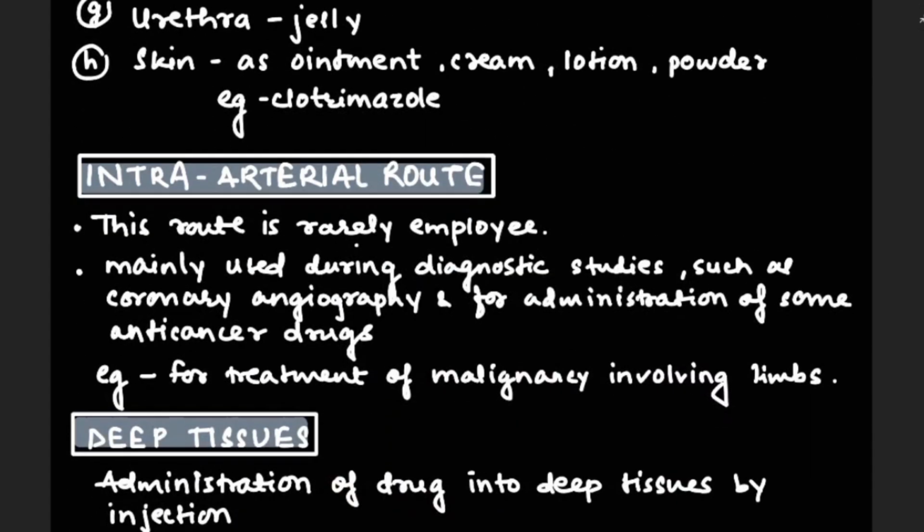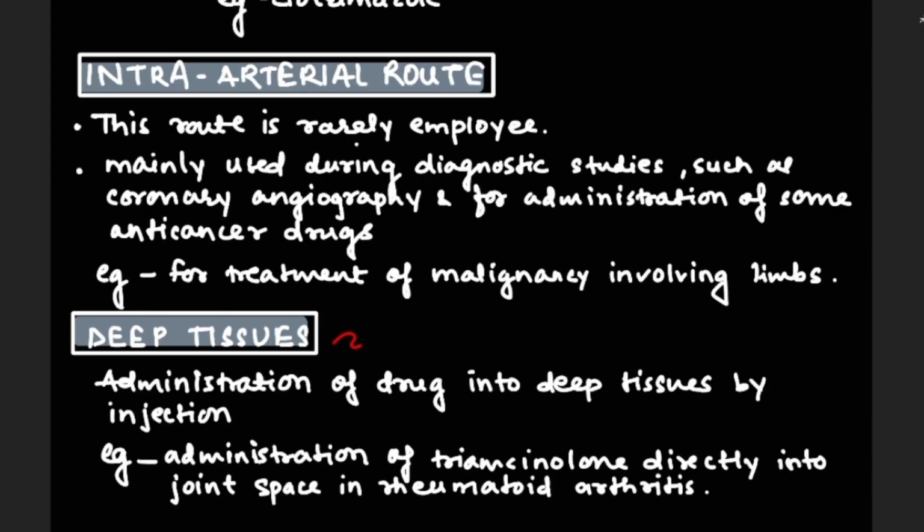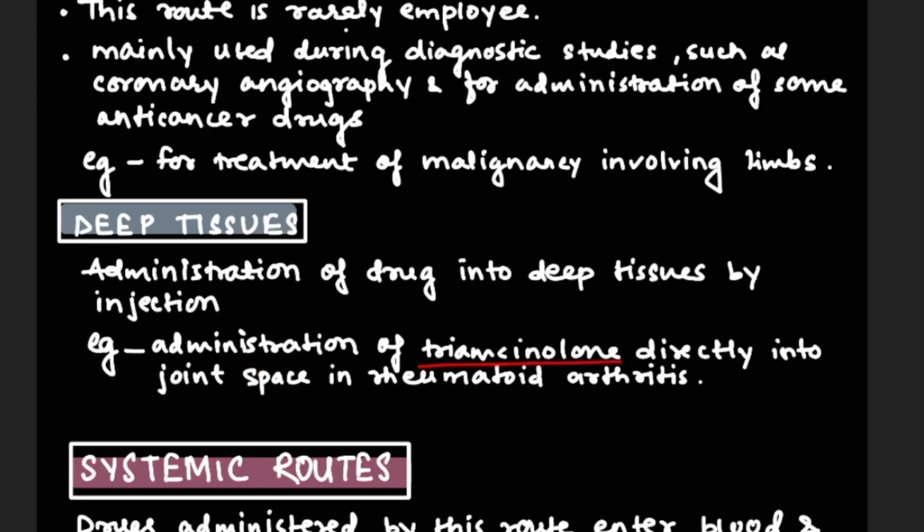The next thing is intra-arterial route. This route is rarely employed and mainly used during diagnostic studies such as coronary angiography or for the administration of some anti-cancer drugs. For example, when there is malignancy in the limbs, in those cases we can use the intra-arterial route for the treatment. The next is deep tissue. In deep tissue, we can administer the drug into the deep tissues by injection. For example, administration of triamcinolone directly into the joint spaces in rheumatoid arthritis.